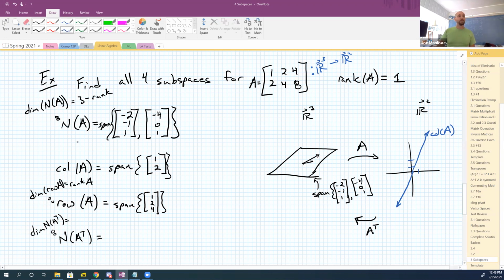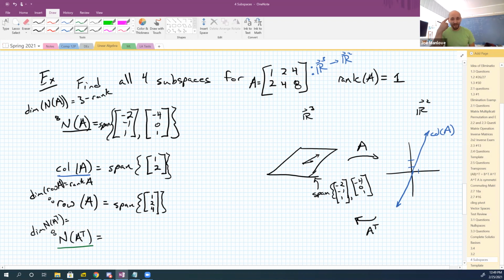Let's see. So far I have the column space is blue. The null space is black. I want to make this thing green. So that thing lives on the right-hand side of the picture. And I'm pretty sure that it's got to be perpendicular to the row space of a transpose.